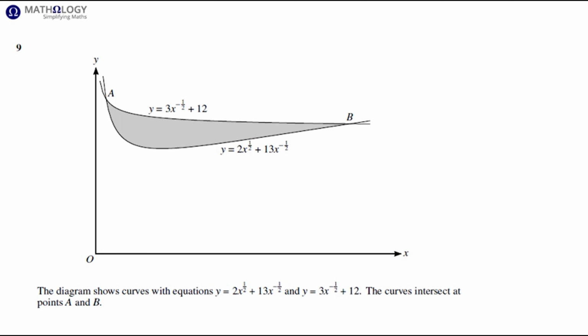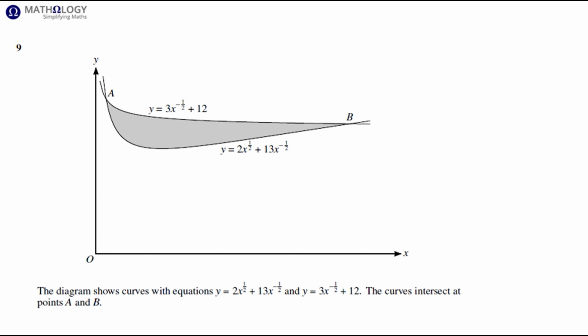The diagram shows curves with equations y equals 2x to the half plus 13x to the minus a half, and y equals 3x to the minus a half plus 12. The curves intersect at points A and B. We are required to find the coordinates of A and B. Okay, so to find points of intersection, we simply equate the two functions to each other.